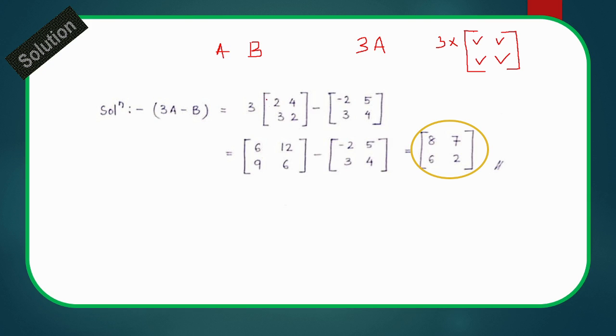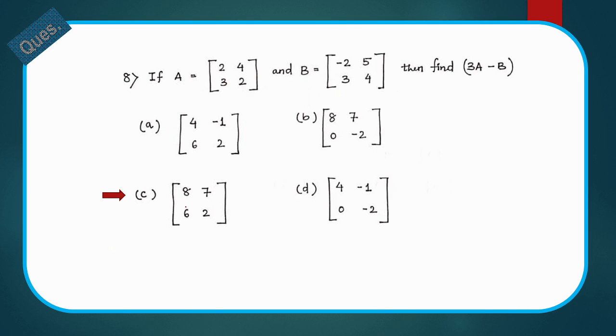So here you can see 3 into 2, 4, 2, 4, 3 2 is 6, 12, 9, 6, minus B matrix, which is minus 2, 5, 3, 4. So finally we get this. The important point is we have to multiply 3 with every element of A, not only a single row or a single column, every element of A. Then we get this answer. So option C is the correct answer.